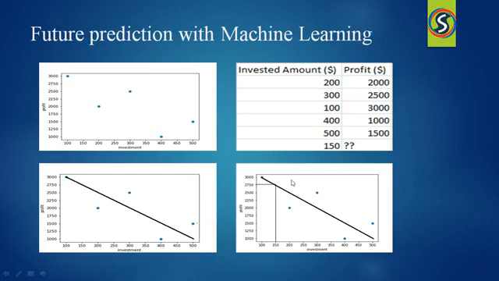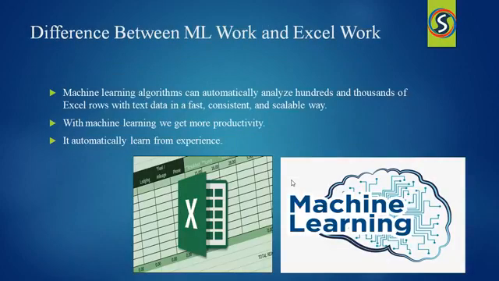Okay, till now what I explained to you, the same work we can do with Excel also. Then why machine learning? Let me clear the difference between the Excel work and machine learning work. Here, machine learning algorithms can automatically analyze hundreds and thousands of Excel rows with text data in a fast, consistent, and scalable way.